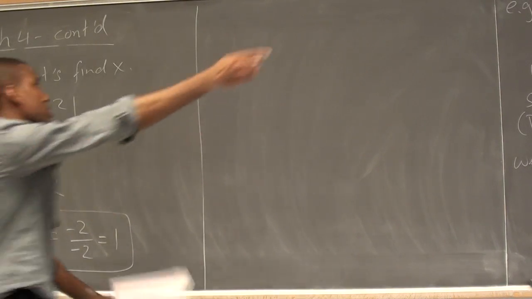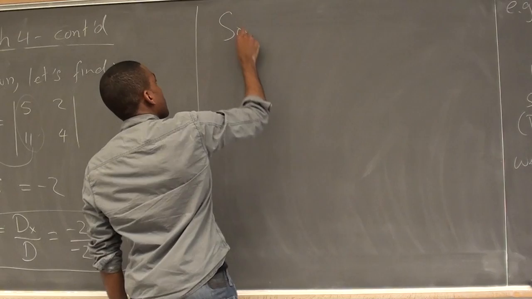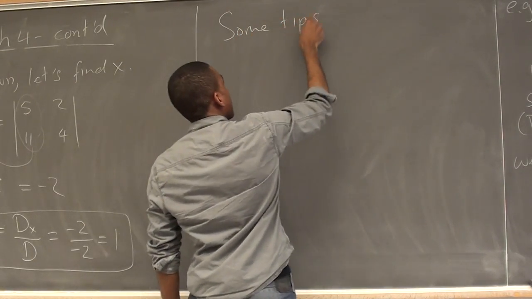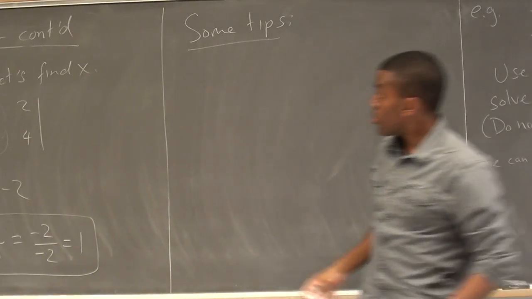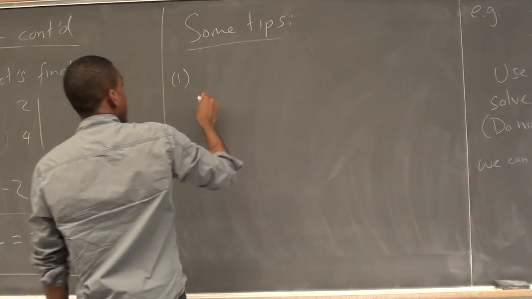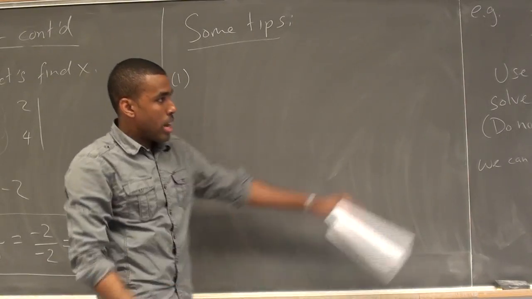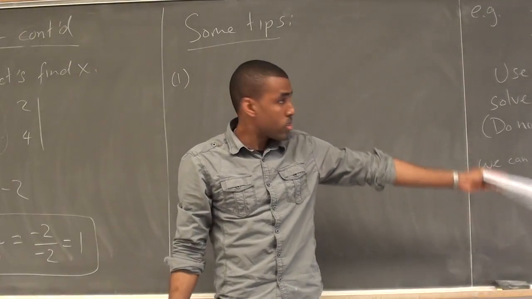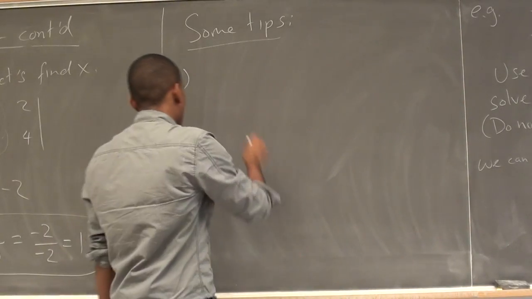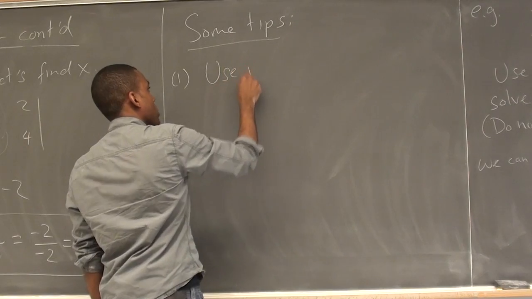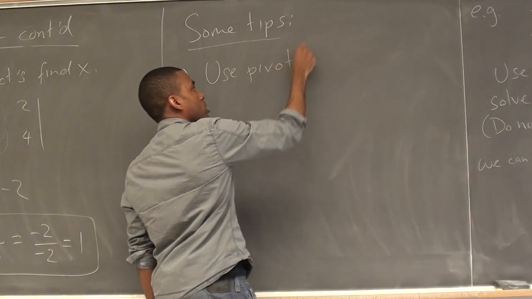Let me give you some tips. Obviously, Cramer's rule involves doing a lot of determinants. So tip number 1 is, if you have a determinant where there are not a lot of zeros, right? 2x2s weren't so bad, but if they give you a 3x3 and there's no zeros, one thing you can do is use pivotal condensation to help you find determinants.